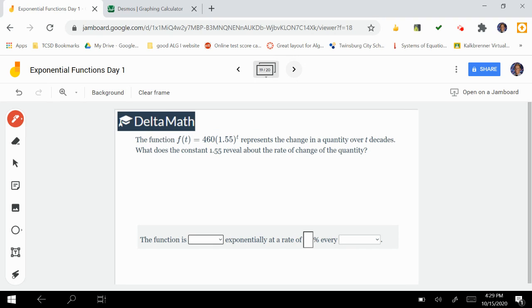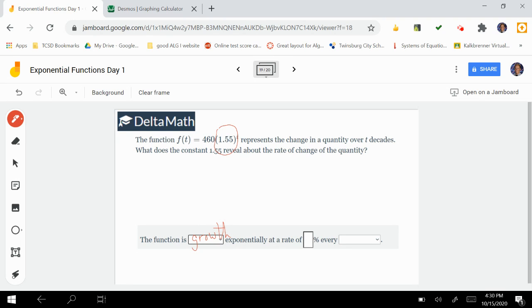Another problem that we're going to ask you to accomplish is on Delta Math. It's going to ask you, what kind of function is this? Is it growth or decay? So if I look at the value inside of the parentheses, it's larger than 1, so this is going to be growth.